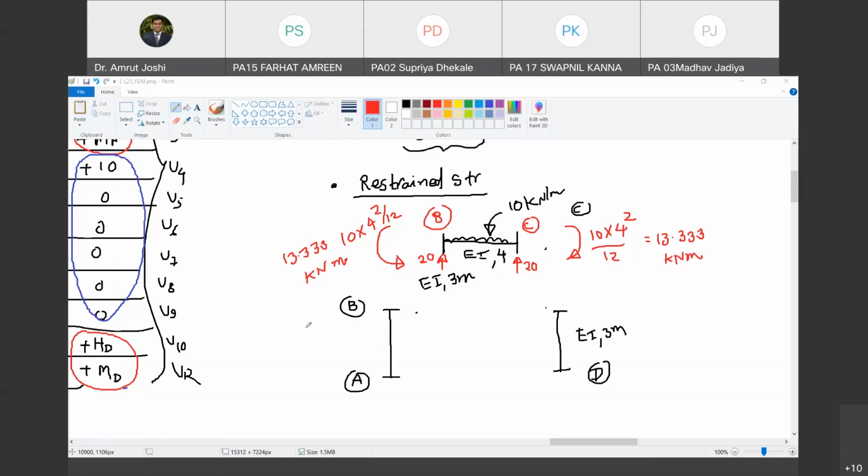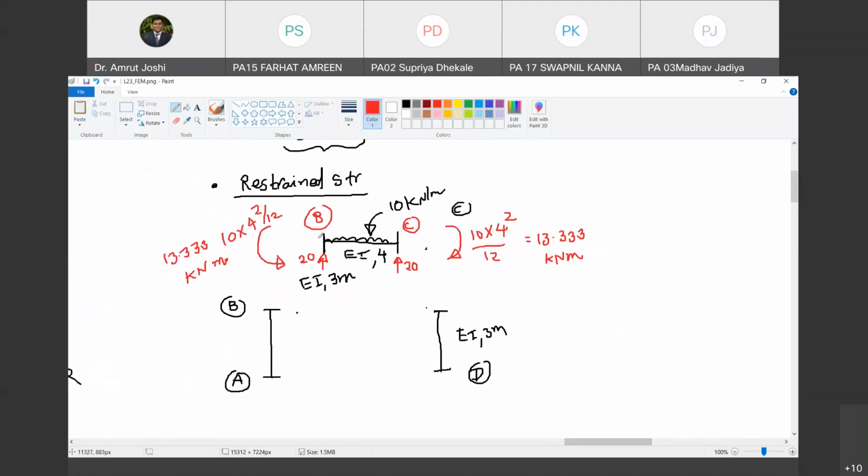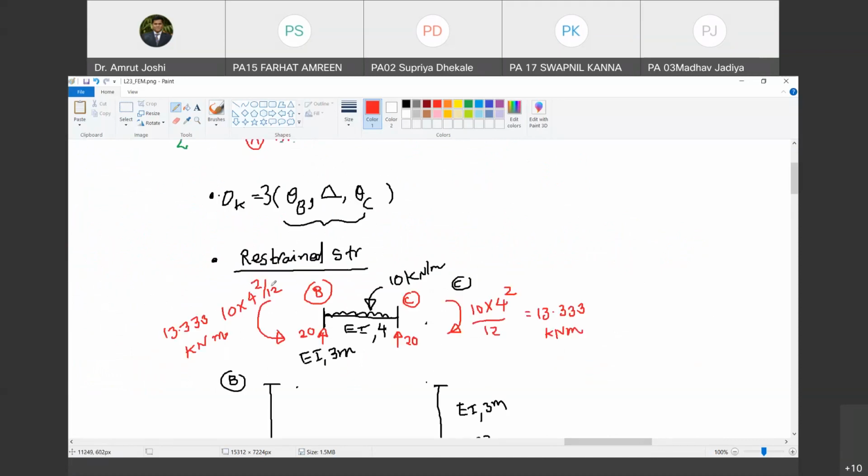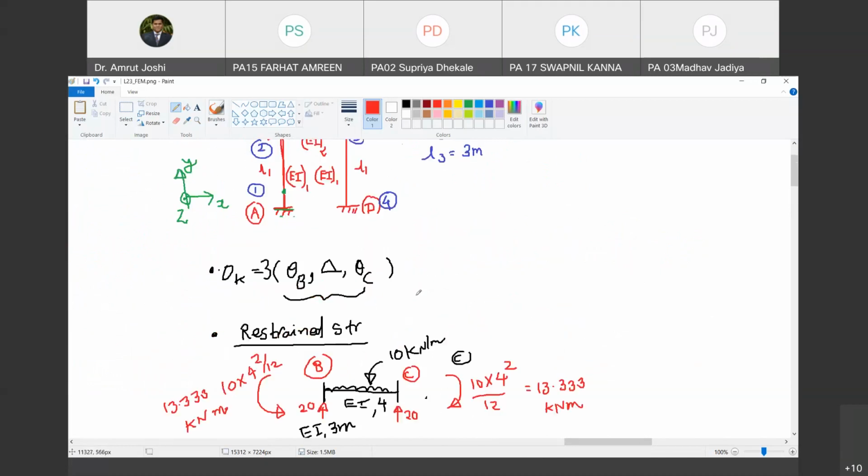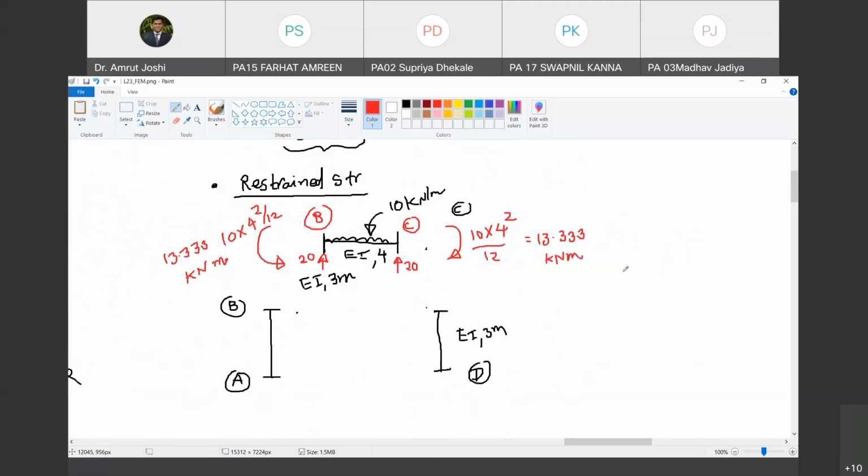Whichever unit you are working in, you have to continue in the same unit till the end. Are you with me? Yes, sir. Okay. So now, what is the outcome of doing all this? What is the outcome of finding out reactions in the restrained structure? So we write something called the restrained force matrix by looking at these reactions. Are you with me? Yes, sir.